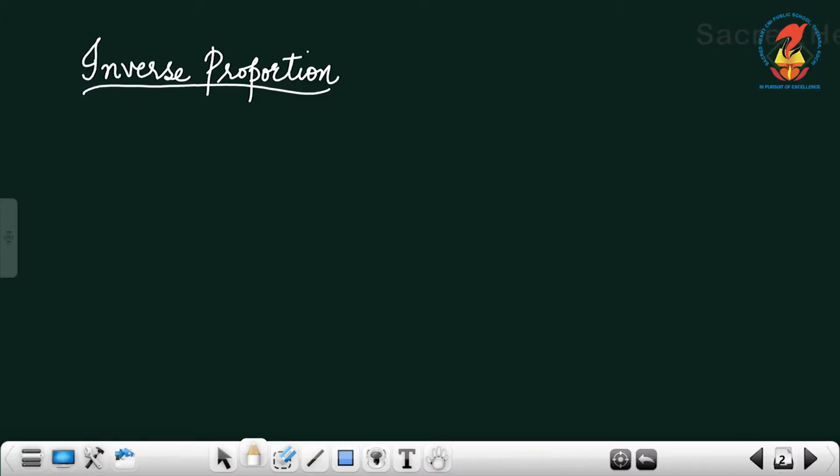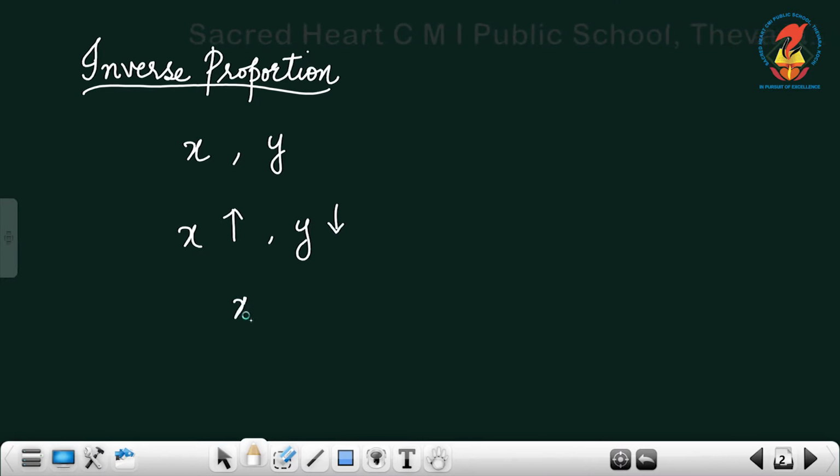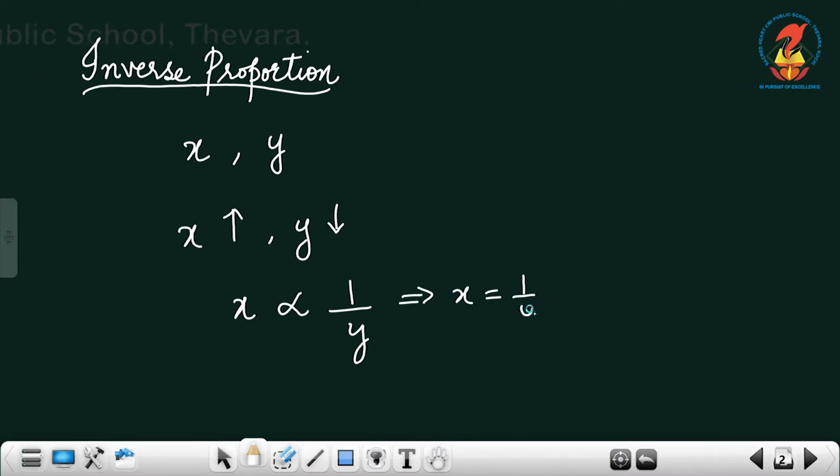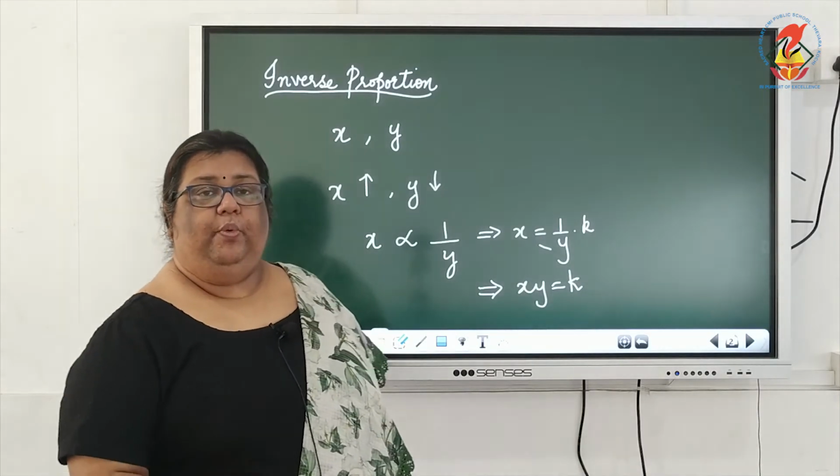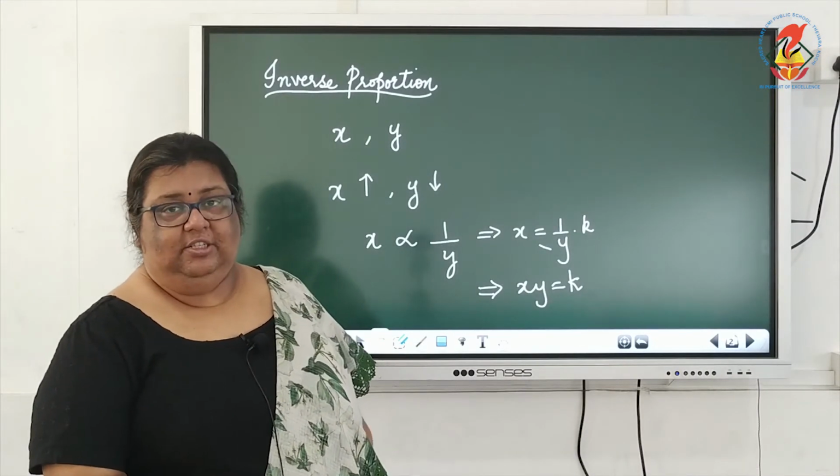Okay? Suppose x and y are 2 quantities. As one quantity increases and the other quantity decreases, then I can say x is inversely proportional to 1 by y. This means x is equal to 1 by y into k, where k is a constant. When I cross multiply, xy equals k, where k is a constant. Then the product of the 2 quantities remains constant throughout.